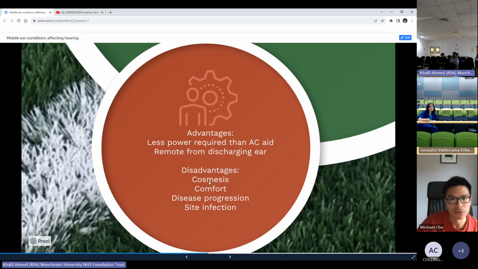But it's, again, cosmetic. You've got a titanium bolt coming out through your skin. It doesn't stop the disease progression. And you can get site infection where the bolt comes through the skin.